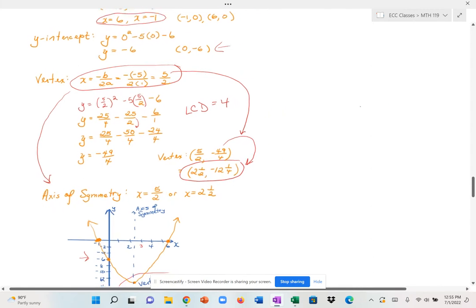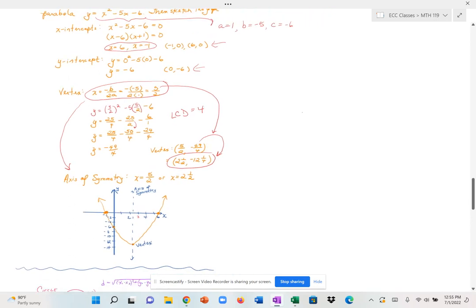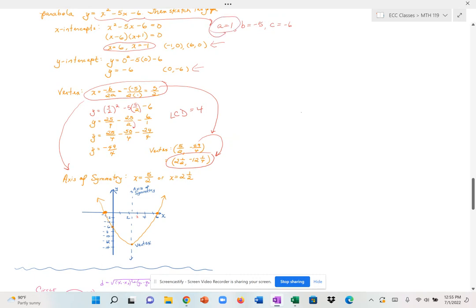And we had x-intercepts, which were negative 1, 0, that's this one, and 6, 0, which is this one. So once you plot those 4 points, knowing that your shape is a U, you can put them all together and you get the graph of your parabola. It's an upward facing parabola because the leading coefficient is a positive number. If this was a negative number, it would be upside down.